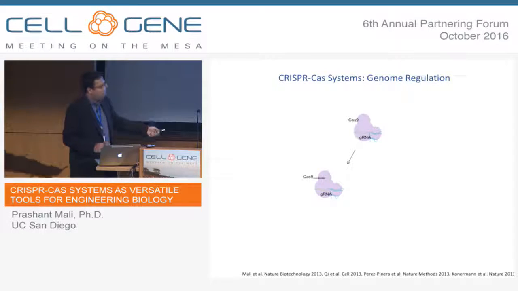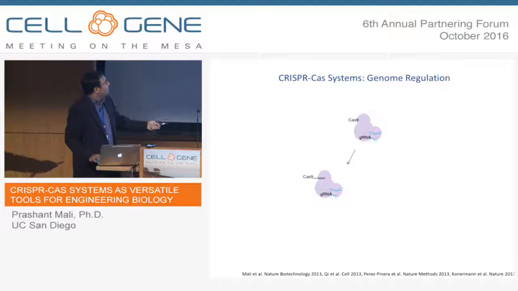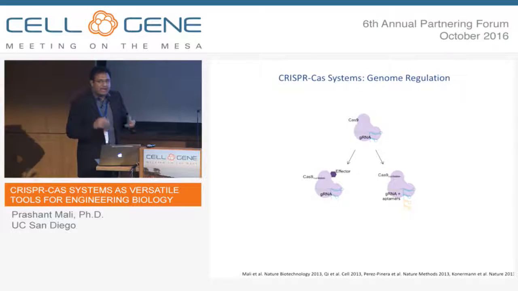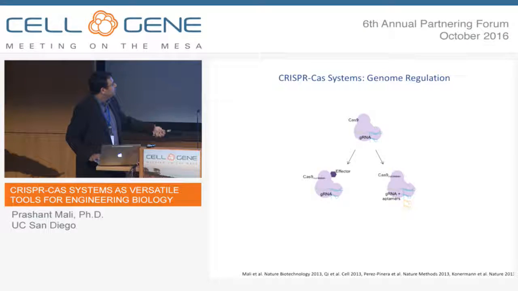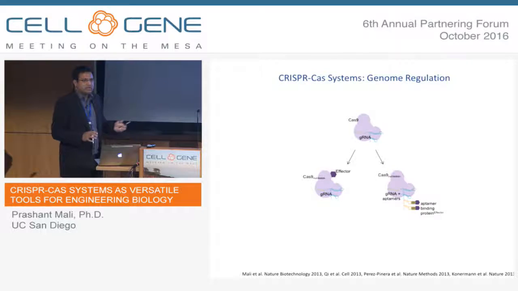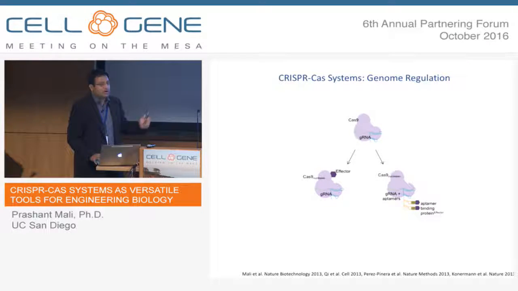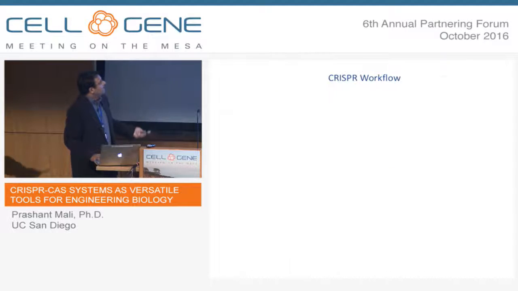And once you have this complex, then you can recruit transcriptional activators or repressors or a range of other domains by either directly tethering them onto the Cas9, or alternatively by attaching aptamer domains onto the guide RNA, which you can in turn use to recruit aptamer-binding proteins. So each of these approaches has now been demonstrated to enable a host of genome regulation and other novel functionalities. And the exciting aspect about the CRISPR workflow is that it is remarkably simple.